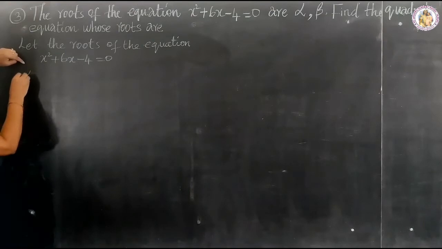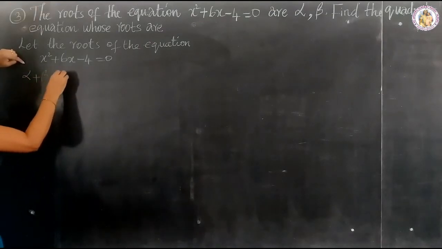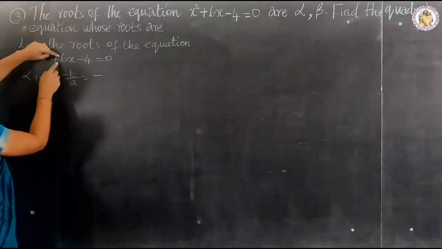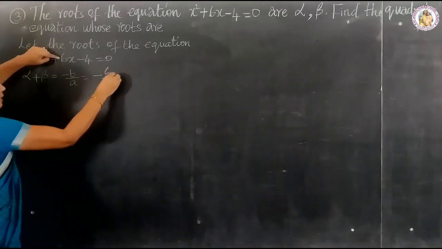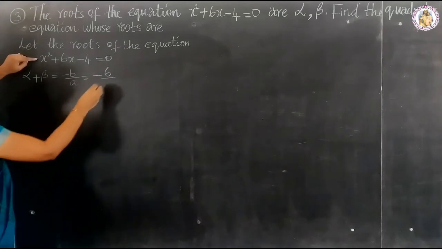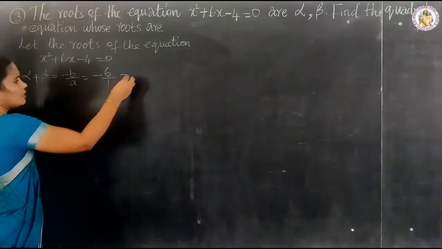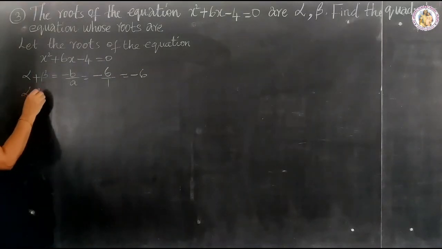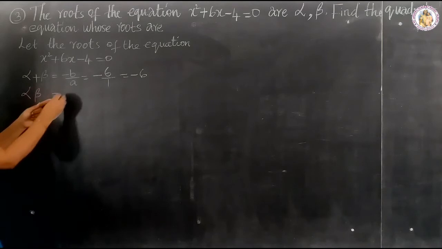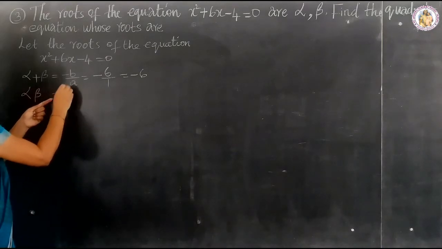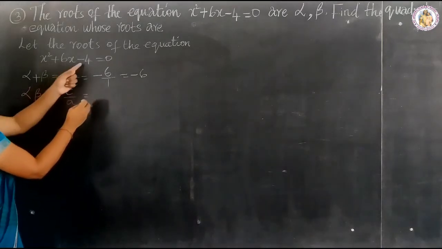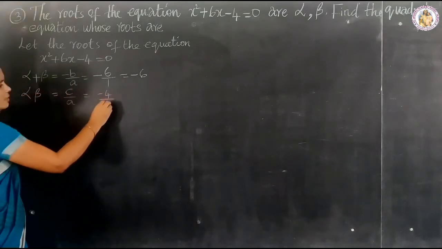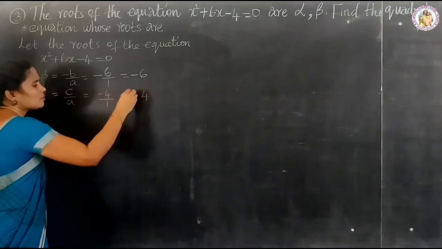So now alpha plus beta is equal to minus b by a. So minus b, b is 6. So minus 6 by a, coefficient of x square is 1. So minus 6 by 1 is minus 6. And then alpha into beta. Alpha into beta is equal to c by a. C is equal to minus 4 by a, coefficient of x square is 1, is equal to minus 4.